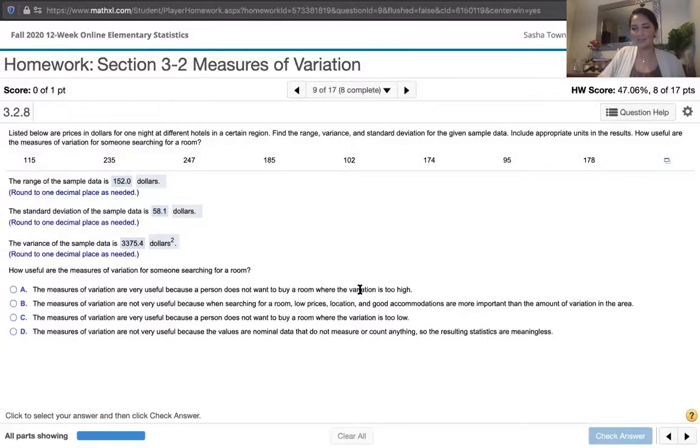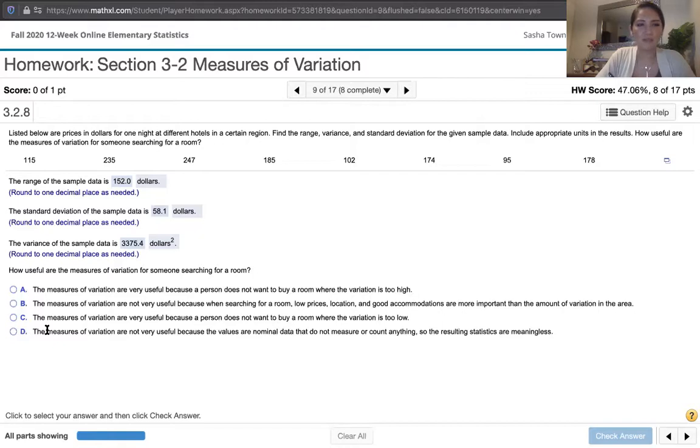And the next part of the question says, how useful are the measures of variation for someone searching for a room? And then here are the possibilities. It says the measures of variation are very useful because a person does not want to buy a room where the variation is too high. Okay, so they're saying that if the price varies a lot in town, you don't want to buy a room in town, I guess. That doesn't make sense to me. So I don't think it's A.